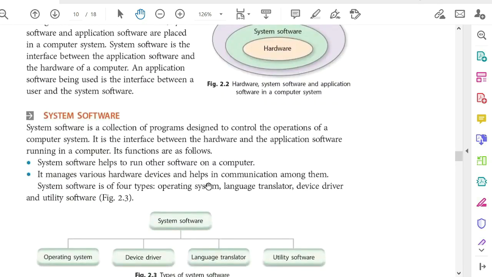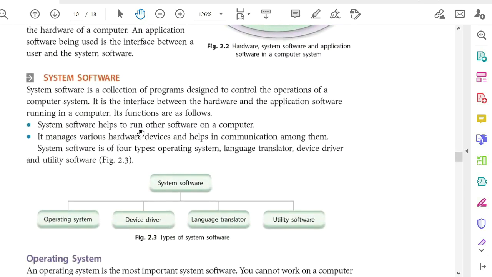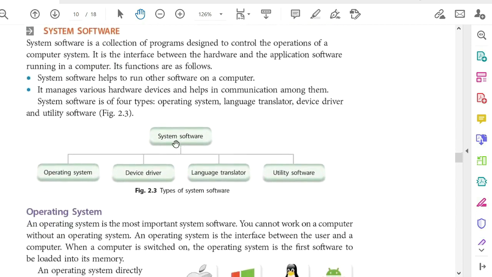So this chapter, system software, is very important. Each line you have to read from here. The types of system software are operating system, device driver, language translator and utility software. Among them, the operating system is the most useful system software, without which our computer cannot work.